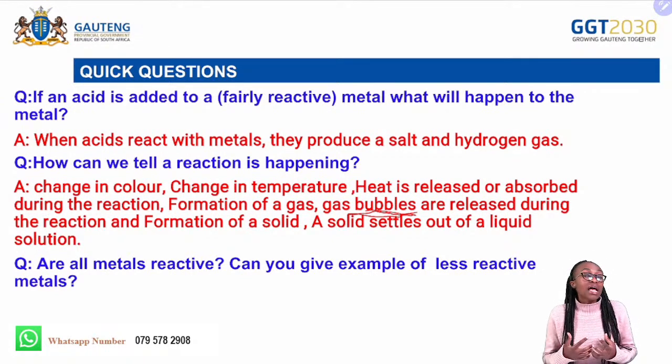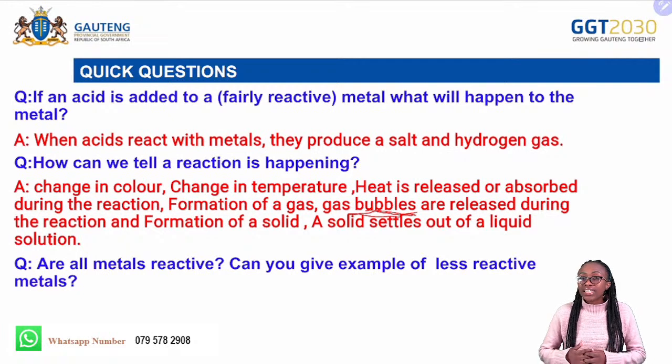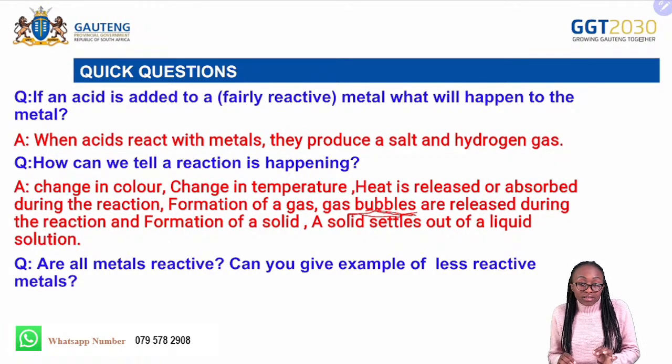Another way you can tell if there has been a chemical reaction is formation of a solid. If there's a solid that is formed after two substances are mixed and they react chemically, then a solid will be formed. We call that solid a precipitate. And the solid will settle out of a liquid solution. So it's easily identifiable. It's quite distinct. It's different from the liquid and you can easily see it. Remember that solid is called a precipitate.